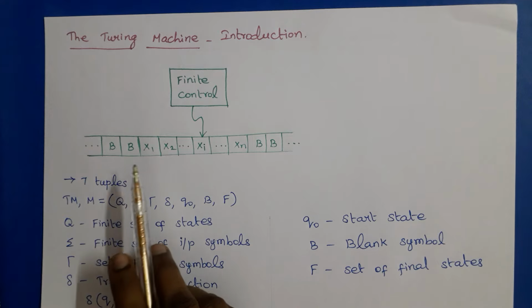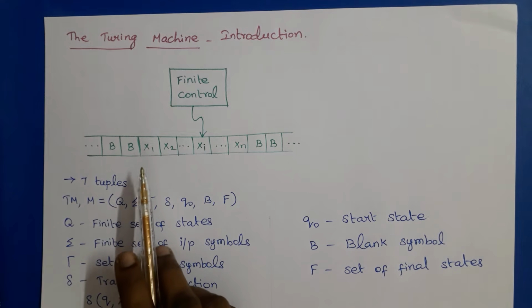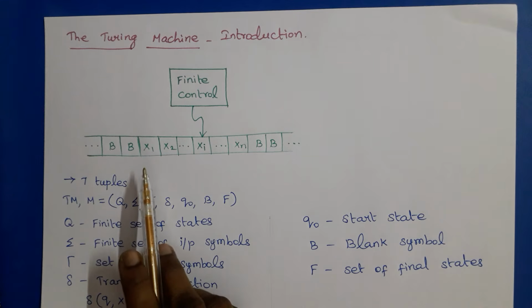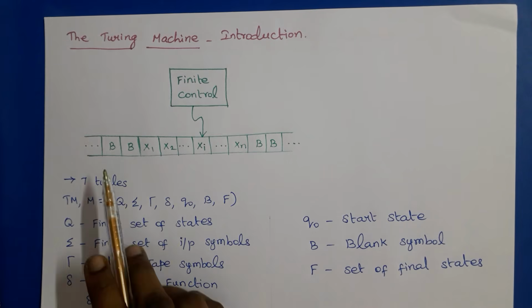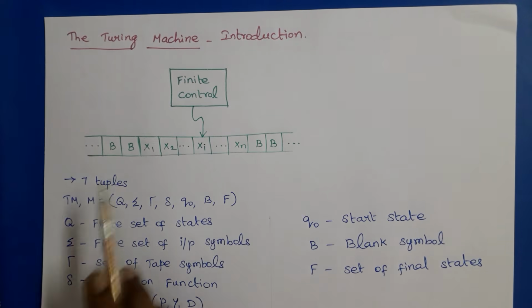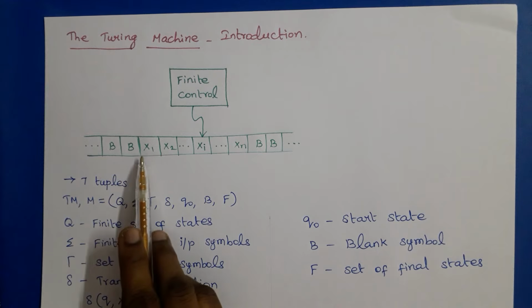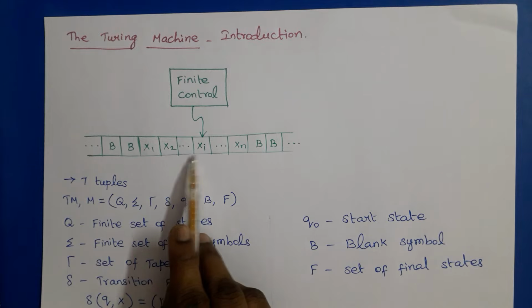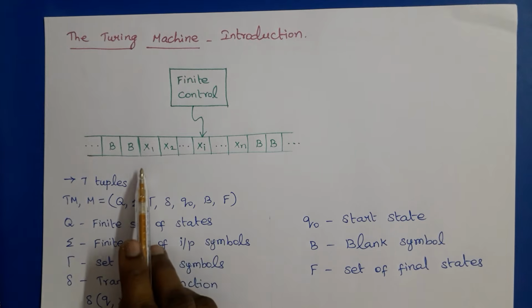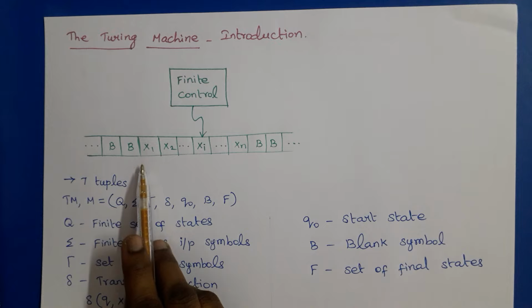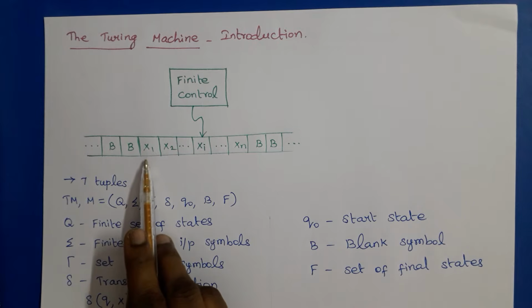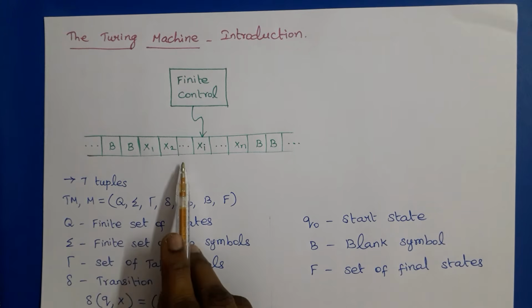And the tape has a tape head also. The tape head is always positioned at one of the tape cells. Initially it is scanning the leftmost symbol of the input string. So in this example we have loaded x1, x2 up to xn. This is the input string. So the tape head is initially scanning the first symbol of the input string, that is x1, and the tape head can move either to the left side or right side.